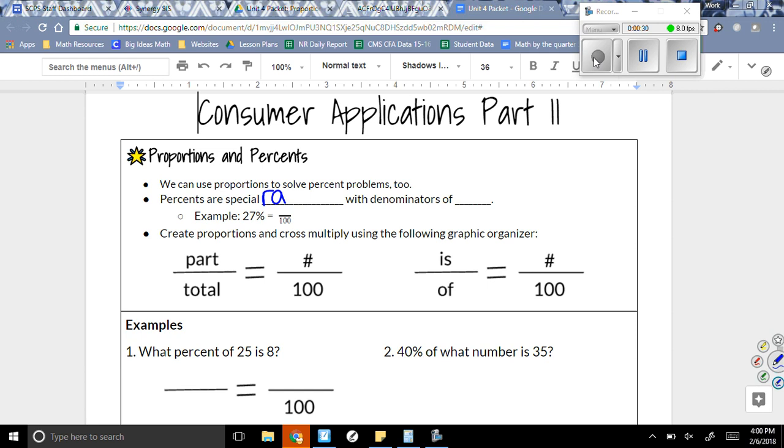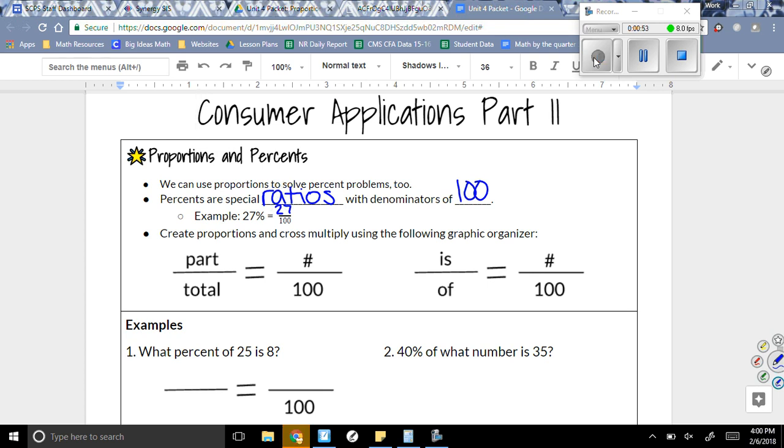Go ahead and fill in that first blank. With denominators of 100. Every single time you see a percent, so for example, 27%, you can write that as 27 over 100. And we know that because we can change our percents into fractions from our last unit.